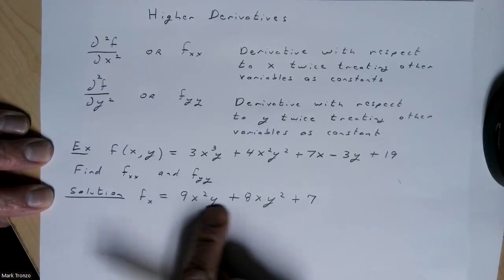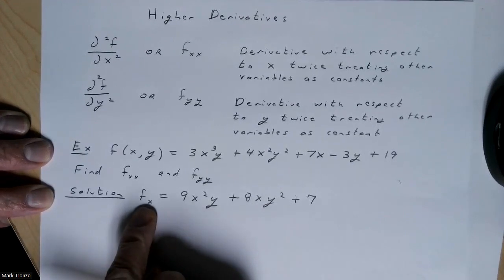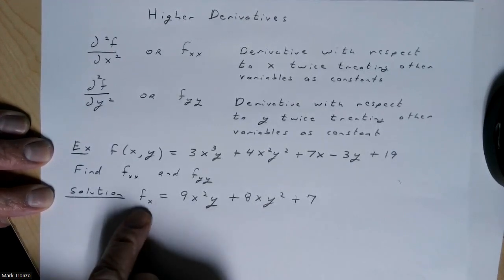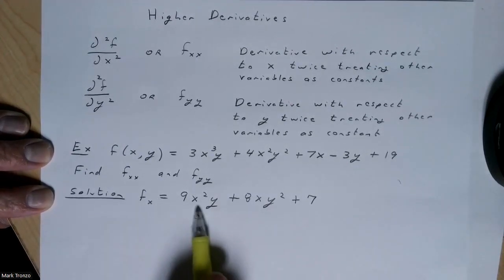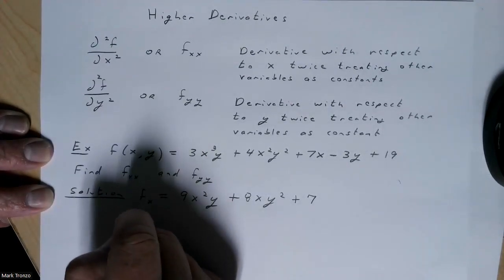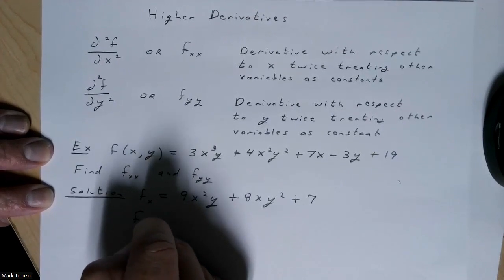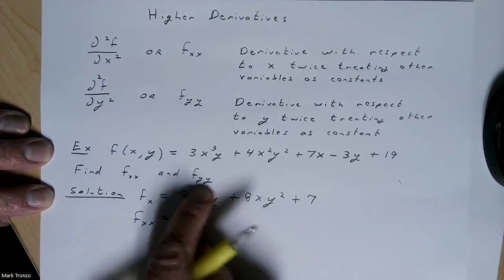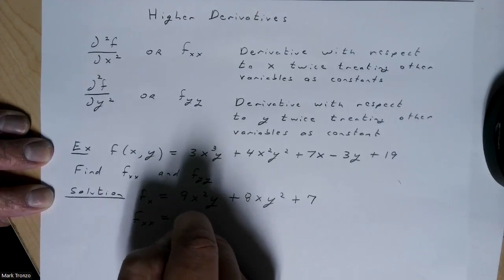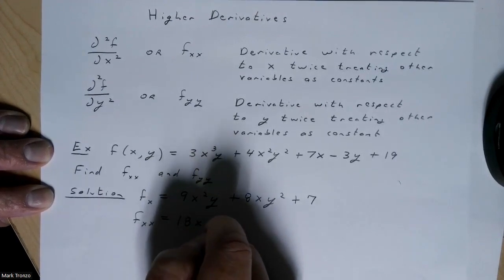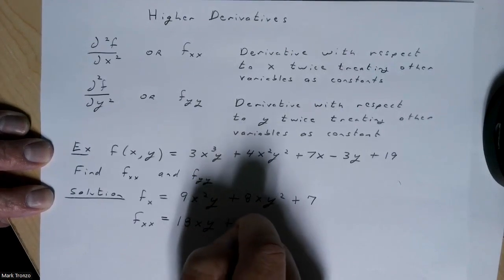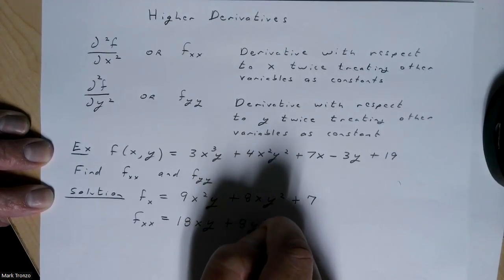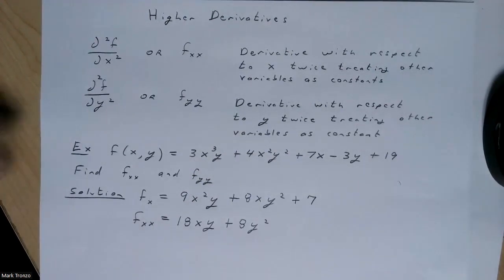And we're going to take the next derivative with respect to x. So what we do when we take the second derivative, we look at the first derivative and take the derivative of that. And bring this down. Again, that's going to leave us with 8y squared, and that's going to be 0.